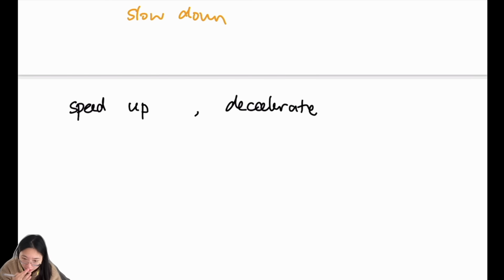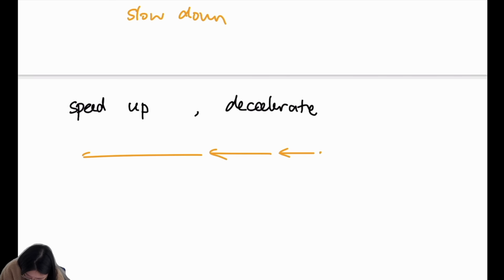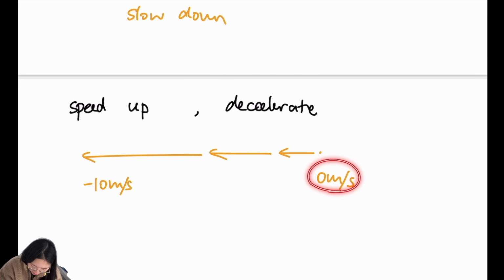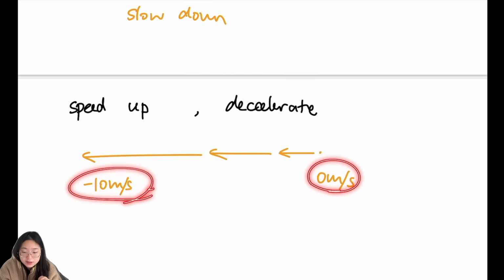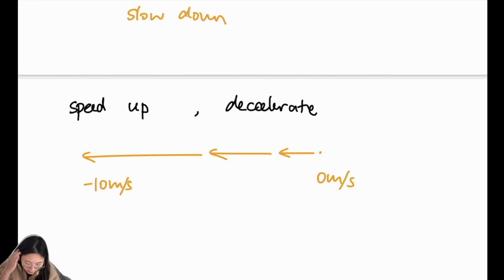So let's say an object is moving in the opposite direction, or in the negative direction, and its speed is increasing. Obviously its speed is increasing, it's speeding up, but when it comes to acceleration, it's a negative acceleration. Its initial velocity is, let's say, 0 meters per second, and its final velocity is negative 10 meters per second. So its velocity, the number itself, is decreasing, going from 0 to a negative value. So that's what I call negative acceleration.